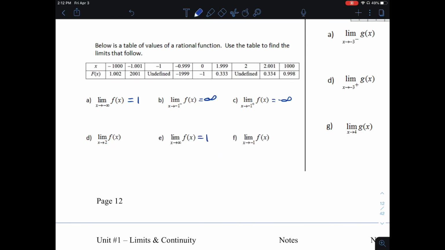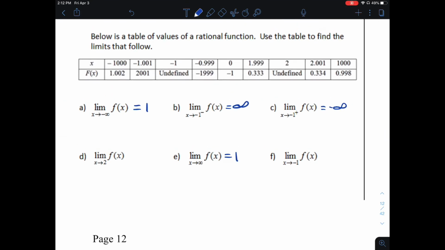All right, so D, x is approaching 2. Well, this is a two-sided limit. As x approaches 2 from the right, it looks like the y value is getting closer to maybe a third, 0.3 repeating. As x approaches 2 from the left, it's approaching 0.3 repeating. As we approach from the right, it sure looks like a very similar number. So I think we could agree that this is approaching a third, or 0.3 repeating.